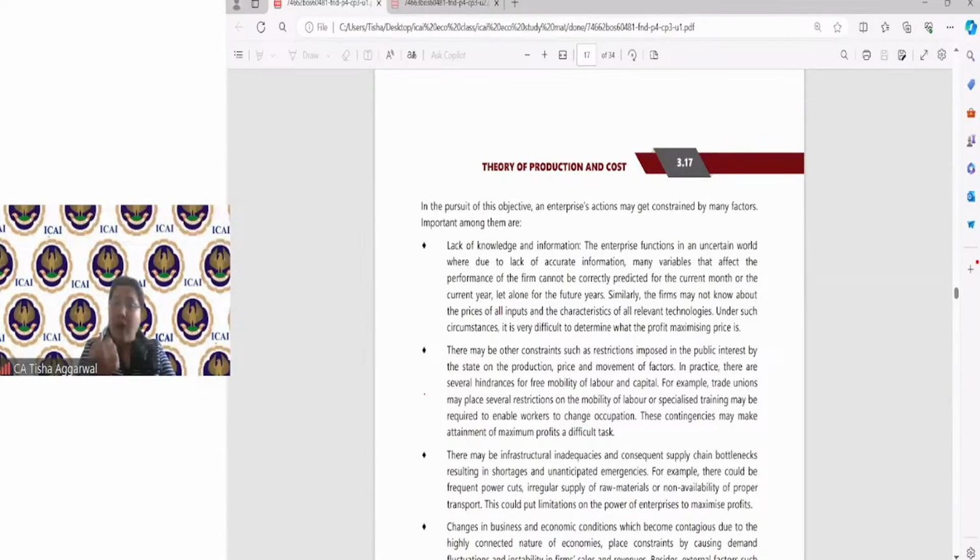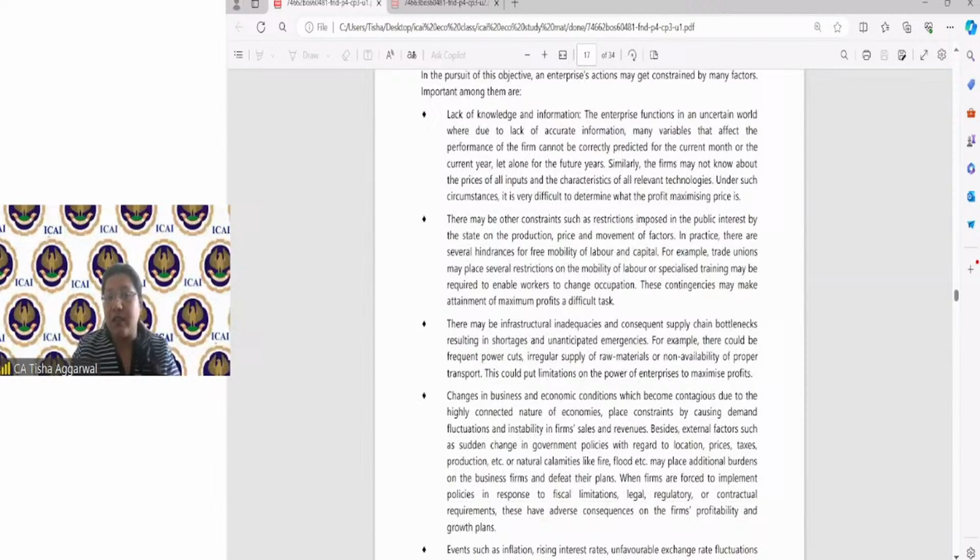Next is what are the constraints that we have among the factors. So the first major constraint is the lack of knowledge and information. Please understand, it is very difficult to gain every knowledge. So we have to understand that whenever the enterprise is functioning in an uncertain world, you have to gather as much information as you can. There are other problems, like for example, the free mobility of land, labor and capital. These contingencies should not take place.